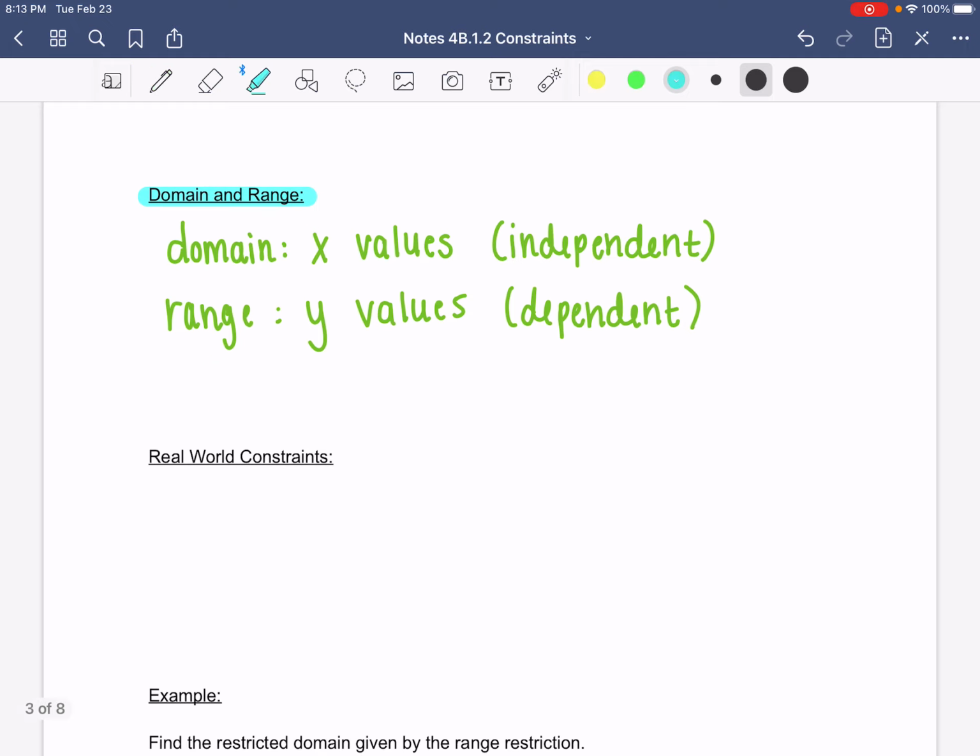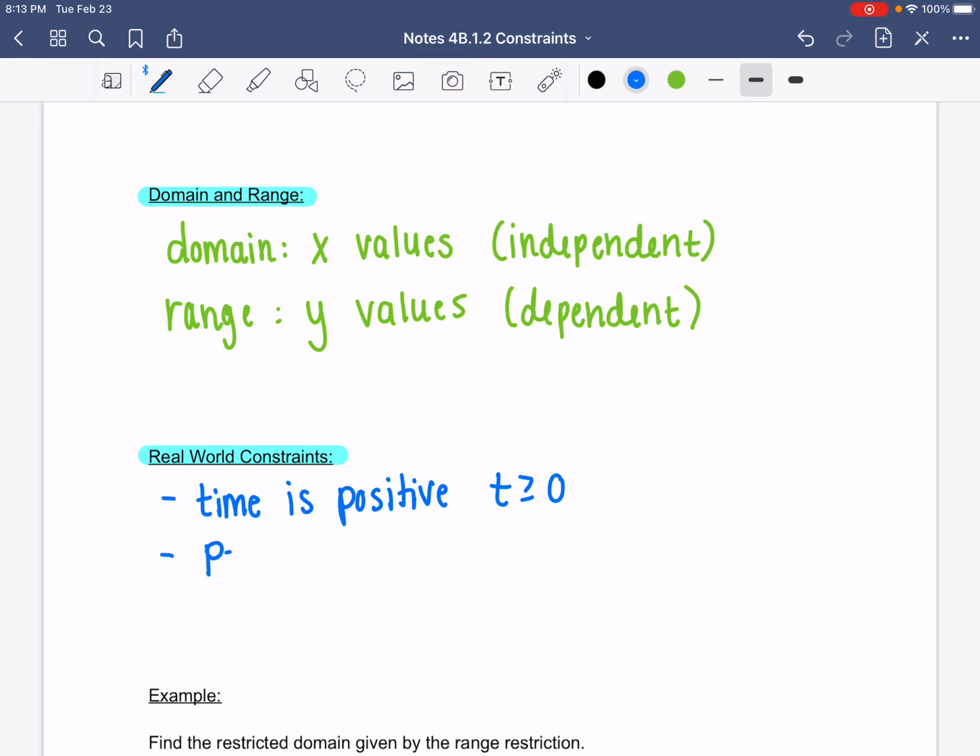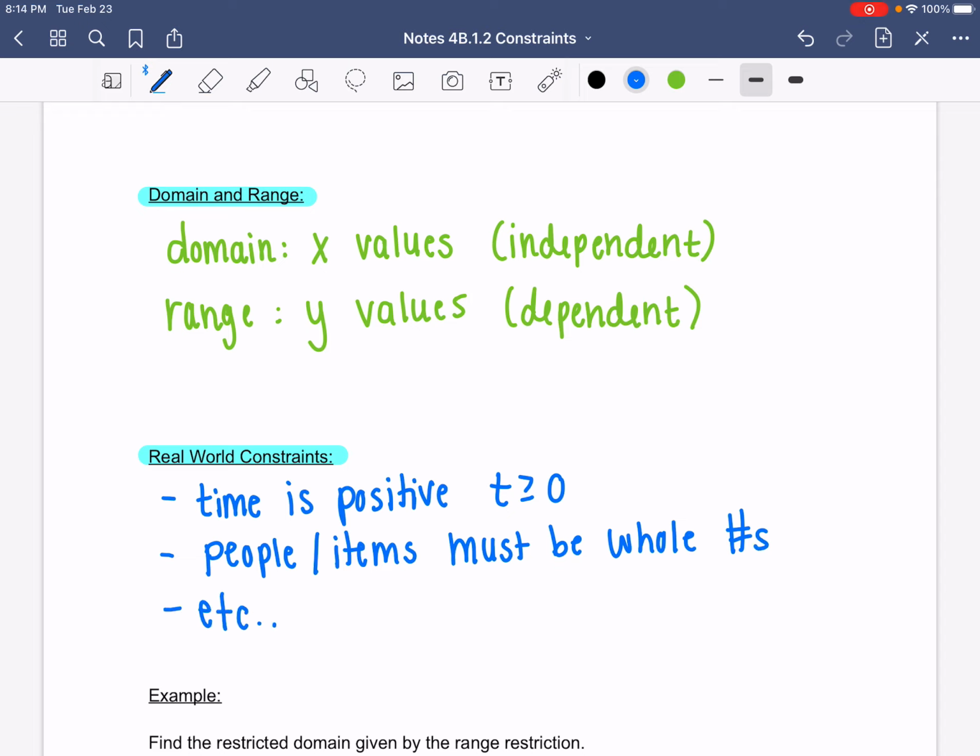So when we're talking about some real world constraints, it depends on what your word problem is talking about. But some examples would be like time is positive. So you would have to make sure that you set your time greater than or equal to 0. Another constraint will be something like people or items must be whole numbers. Just anything that the problem might mention to you.